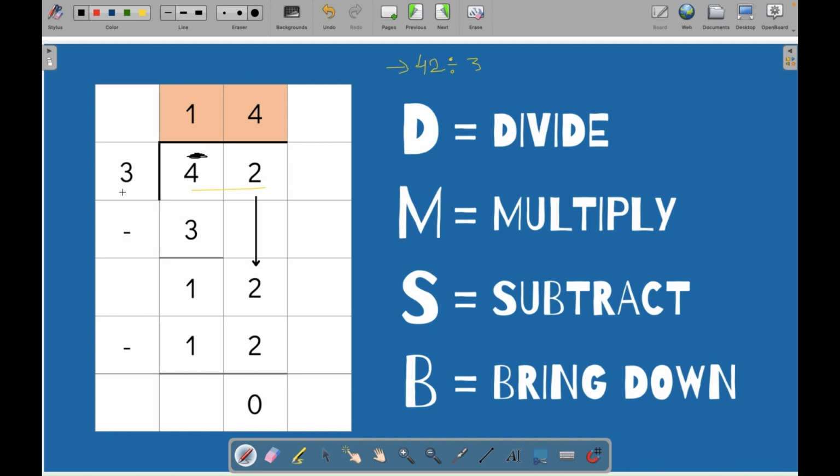Then we multiply this 3 with various numbers. We can multiply 3 with 1, so 3 times 1, 3 times 2, 3 times 3 and so on. Where do we need to stop? 3 times 1 is 3, 3 times 2 is 6 and 3 times 3 is 9. For each case we check whether we are getting a number smaller than this. We should not get a number that is larger than this.